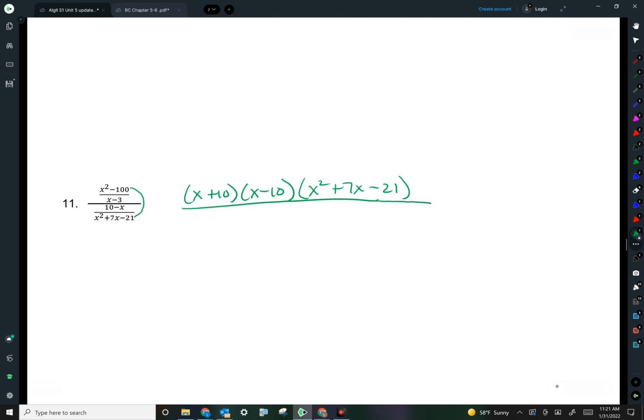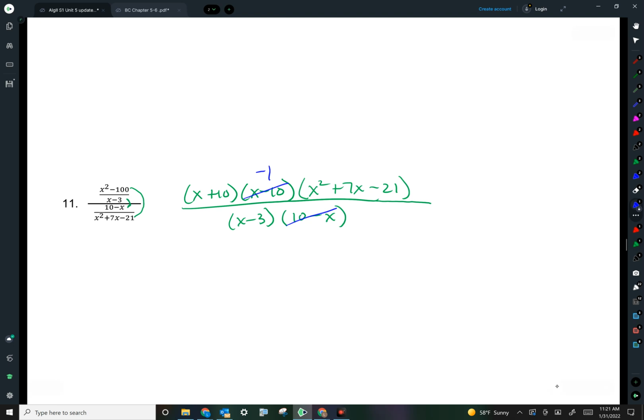Okay, on the bottom, I have the inner. And notice on this one, there's nothing to factor, so I'm just going to have the x minus 3 being multiplied by the 10 minus x. And so I look and see if anything's going to cancel. It looks like 10 minus x and x minus 10, but that leaves negative 1. And nothing else is going to cancel.